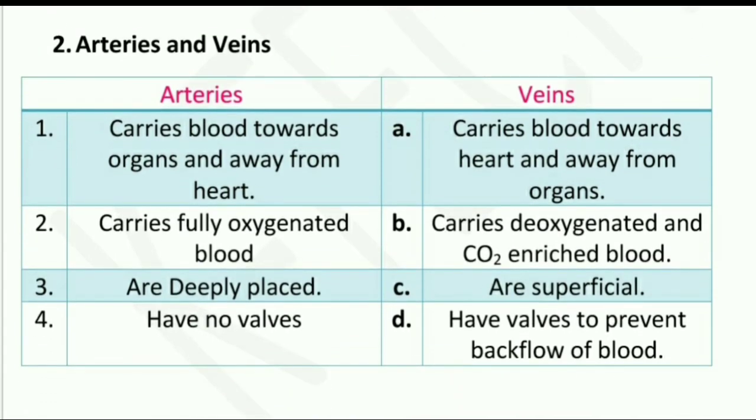Second is arteries and veins. We need to write the difference between arteries and veins. Let's see. The first point, in arteries, arteries carry blood towards organs and away from heart. Veins, they carry blood towards heart and away from organs. So this is one of the major differences, children.